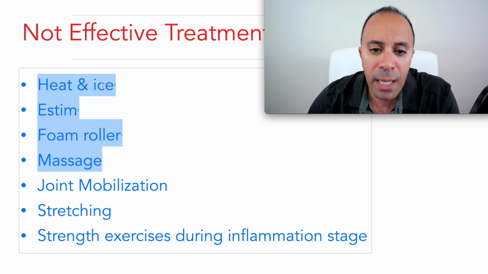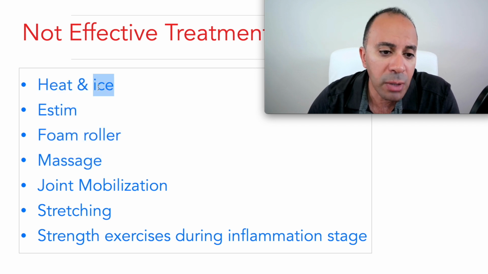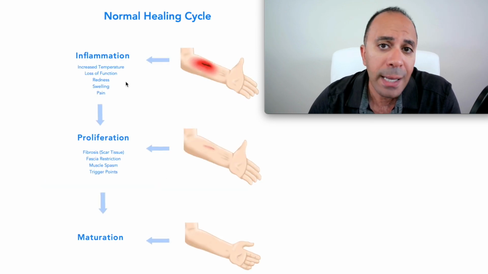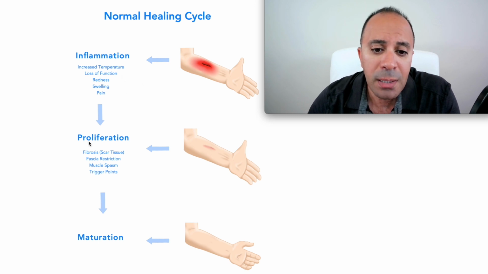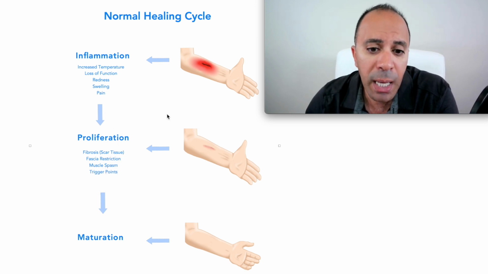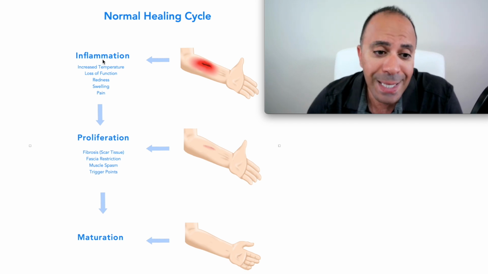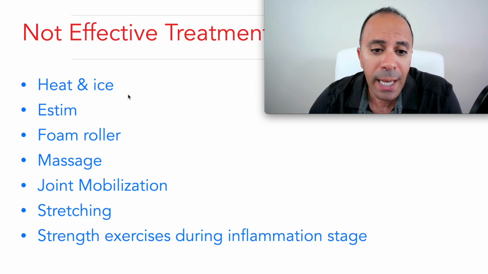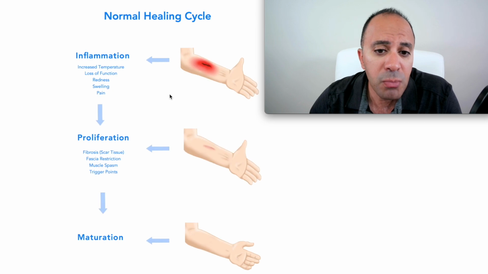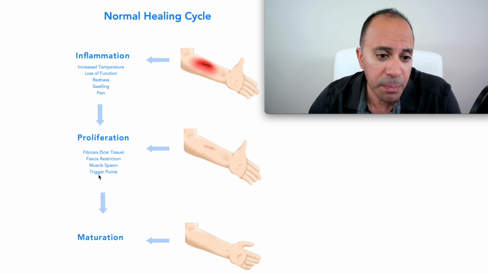The first thing commonly used is ice or heat. When we look at the healing cycle, ice temporarily decreases inflammation but does not provide long-term relief, and it does not do anything for the proliferation stage, the scarring, which actually causes more limitation in the IT band elasticity. The second thing commonly used is electrical stimulation. It provides temporary pain relief, but does not really do much to the inflammation and proliferation.